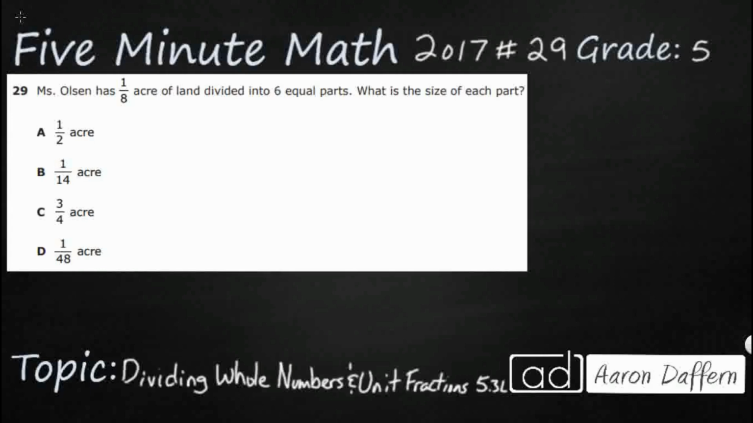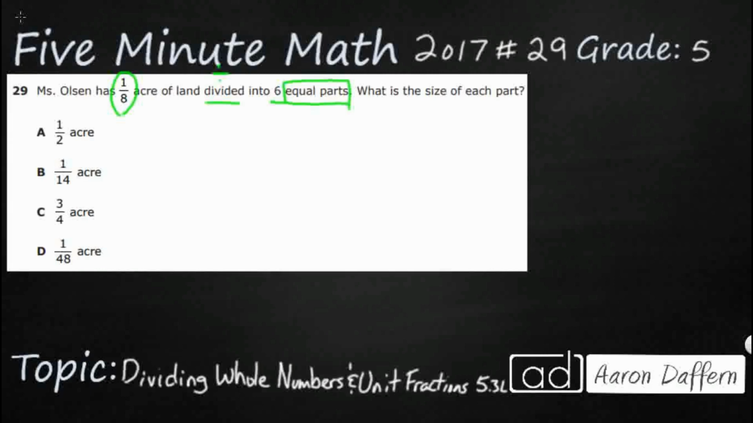So we have Mrs. Olson. She's got 1/8 of an acre of land, and she's going to divide it. So I guess it's a clue right there as to what we're doing, division, into 6 equal parts. We always need equal parts when we're dealing with multiplication or division. So what size is each part?